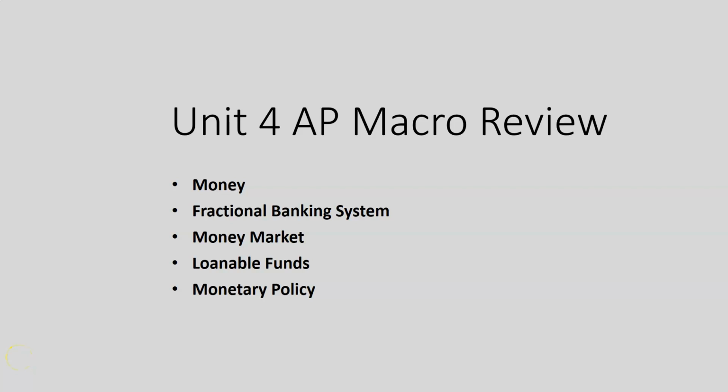This screencast is a review for Unit 4 AP Macro. In this screencast, we're going to talk about the functions of money. We're going to look at the fractional banking system. We'll graph out money market and loanable funds. We'll tie it in with monetary policy. And then we'll also look at those tools and how they affect the ADAS graph.